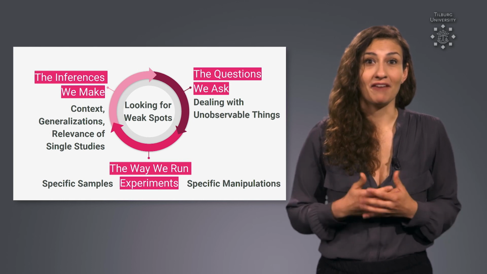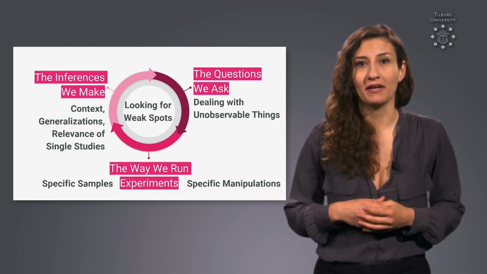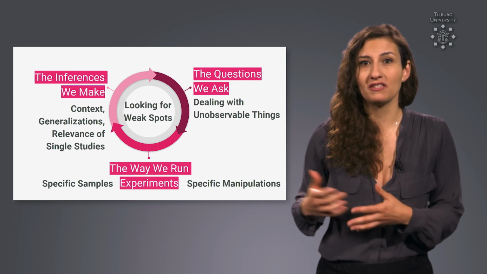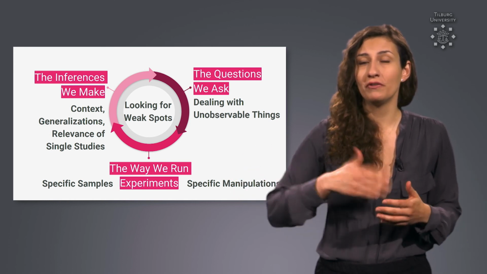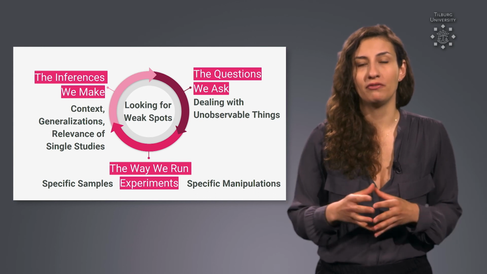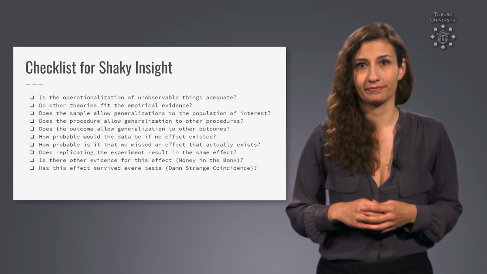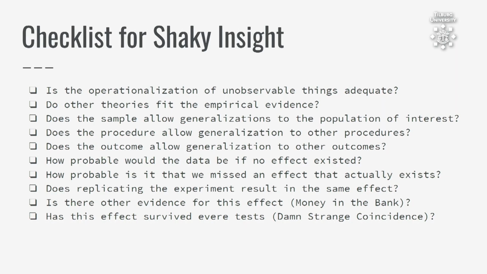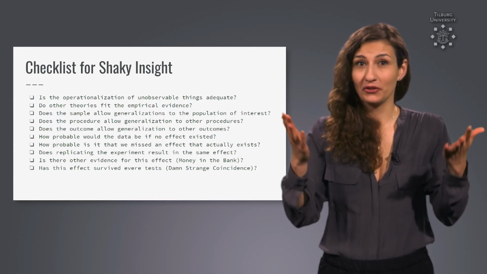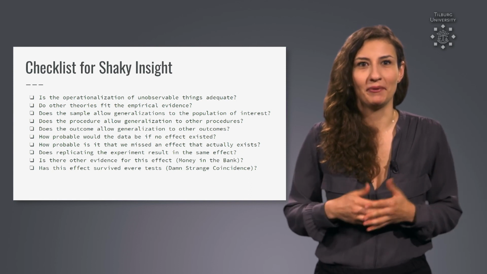This means that we have now identified some other potential weak spots about experiments. Interpretations that don't take into account the theoretical context, that overgeneralize, or that value individual studies too much. To make it easier for you to spot shaky insights, here's a checklist for you. It contains all the 10 issues we have spoken about in this part of the course.